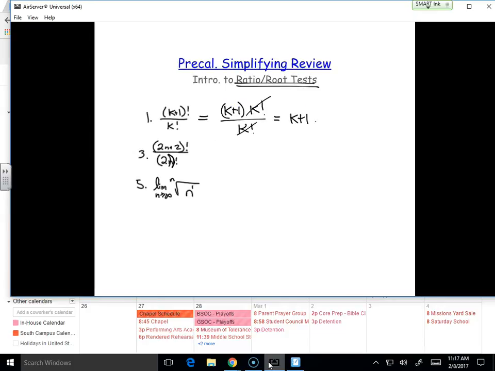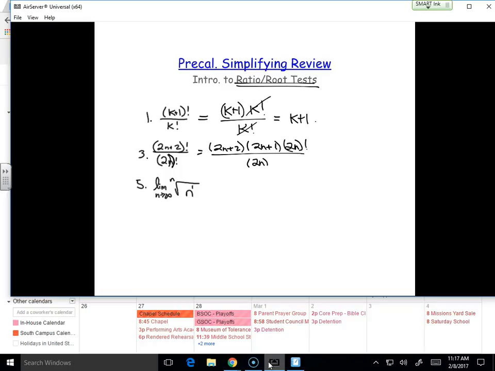On this one, how would we simplify (2n+2) factorial over (2n) factorial? Let's take out the 2's. Nope, you can't take a 2 out of the factorial. You just keep it going. 2n plus 2, 2n plus 1, times 2n. Do you guys see it? Who's the one before? It makes sense though, right?